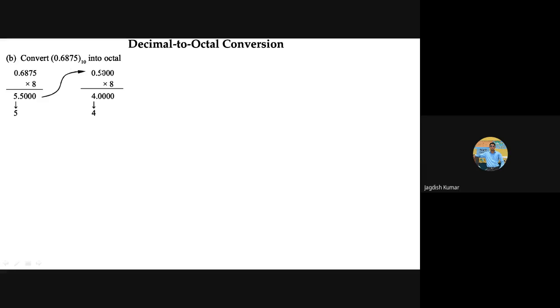So this number is nothing but 0.54 to the base 8. Maybe it is not written here. Okay, this will be 0.54 to the base 8. If you want to verify your answer, what will that be? Say 5 into 8 raised to the power minus 1 plus 4 into 8 raised to the power minus 2, isn't it? That should give you the same number.